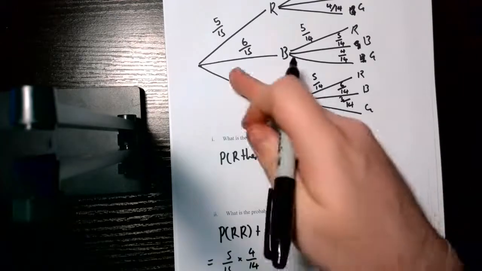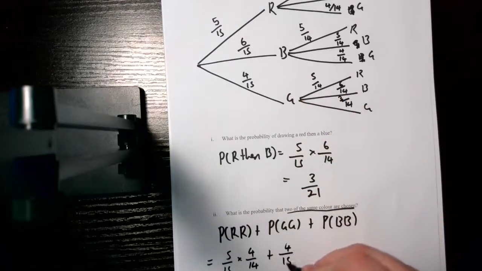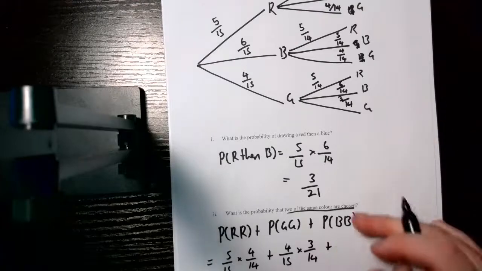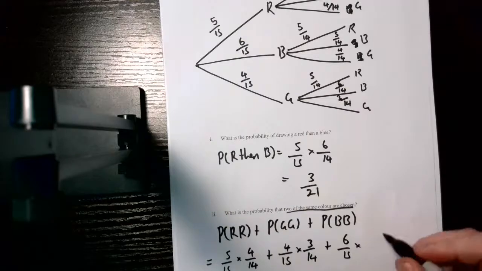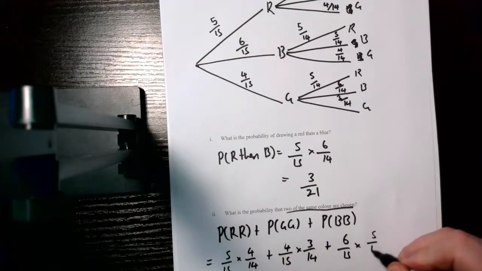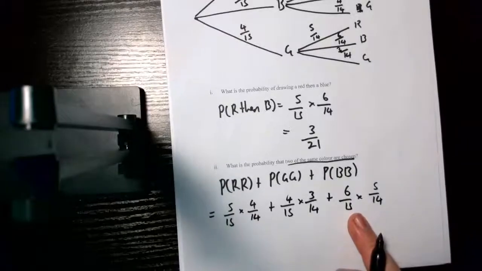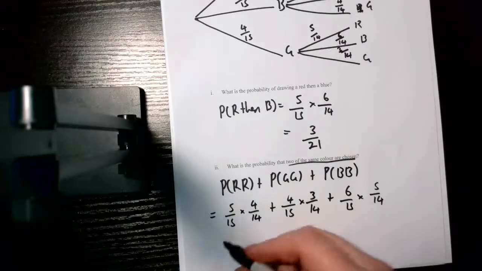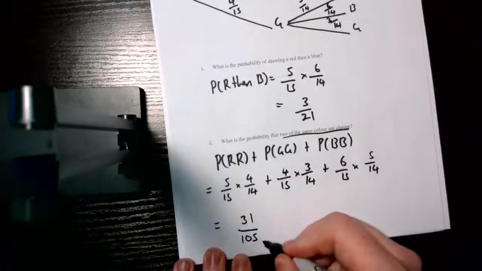We're going to write 4/15 multiplied by 3/14, plus, and we're now finally going to do blue, blue, 6/15 multiplied by 5/14. Once you put all of this into your calculator and do a little bit of simplification, you should end up with an answer of 31 out of 105.